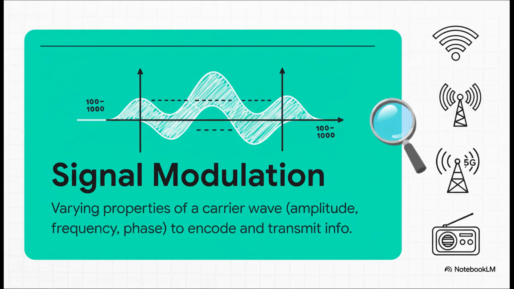So how in the world do we send information on a radio wave? Well, the secret is this really cool trick called signal modulation. Think of it like a smoke signal. A steady stream of smoke is your carrier wave. By changing the smoke puffs, making them bigger or smaller, or sending them faster or slower, you can send a message. That's pretty much what we're doing with radio waves, and it's the basis for everything from your car radio to your Wi-Fi.